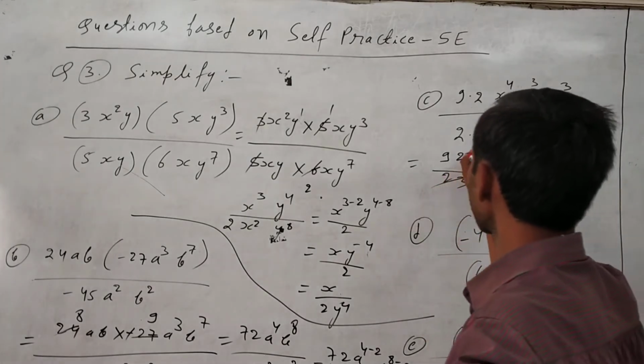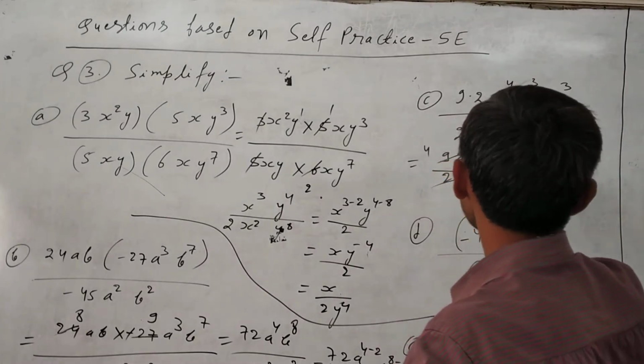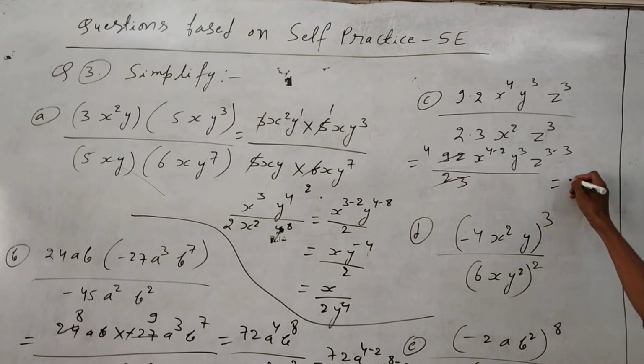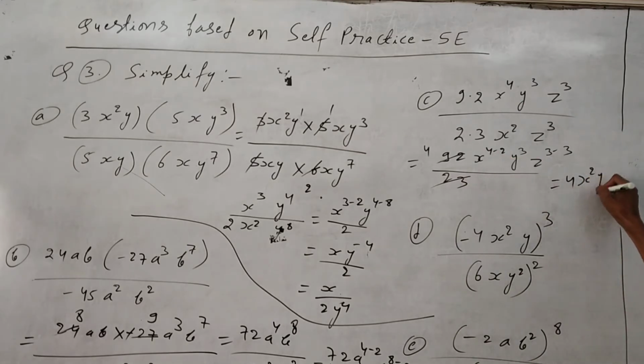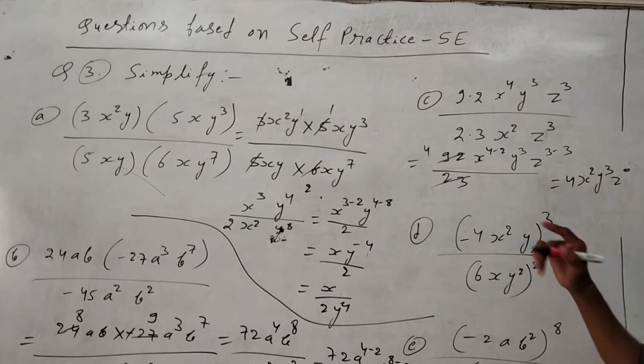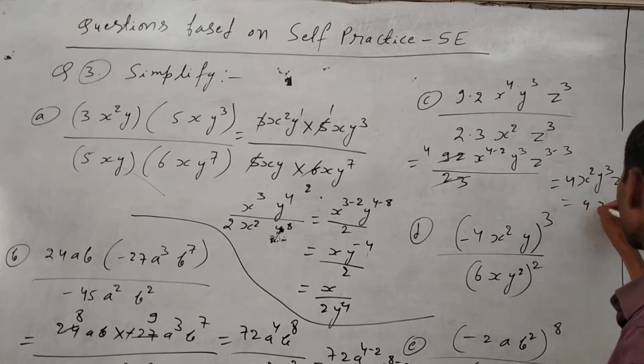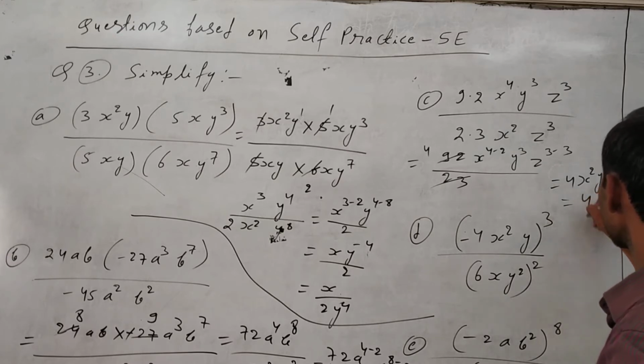So 2 3 ja 9 4. Now we can write the final answer: 4 x square y cube and z power 0. Something power 0 means 1. So the final answer is 4 x square y cube. Okay, so this is the final answer of this question.